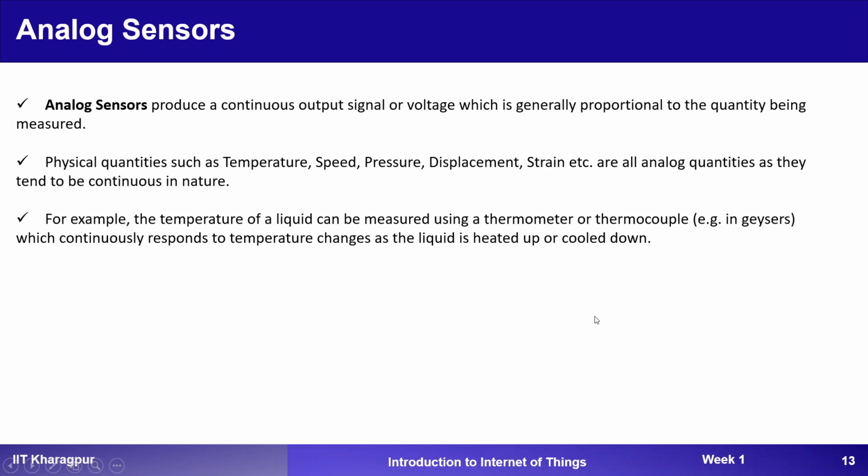However, your temperature sensor may be digital also. Now, for example, the temperature of a liquid can be measured using a thermometer or thermocouple, which continuously respond to the temperature changes as the liquid is heated up. So basically, if we are measuring the continuous change of a particular entity, then we are going to use these analog sensors.